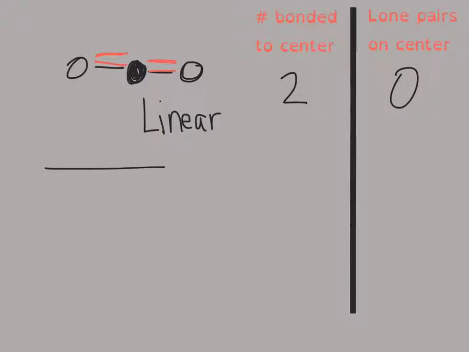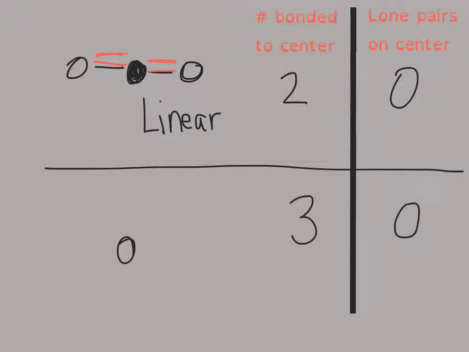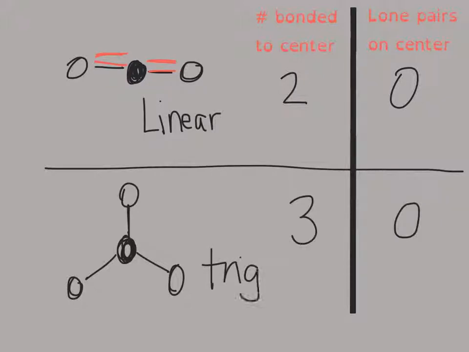Now, let's move on to the second one. The second one is when you have three things bonded to the center, and no lone pair. So what that looks like is you have your center atom, you have a bond, and a third bond. And this one is called trigonal planar.